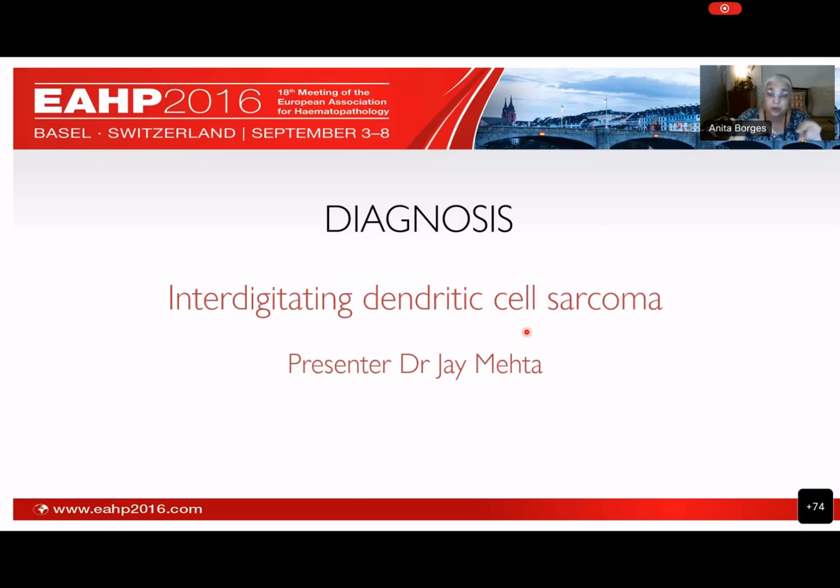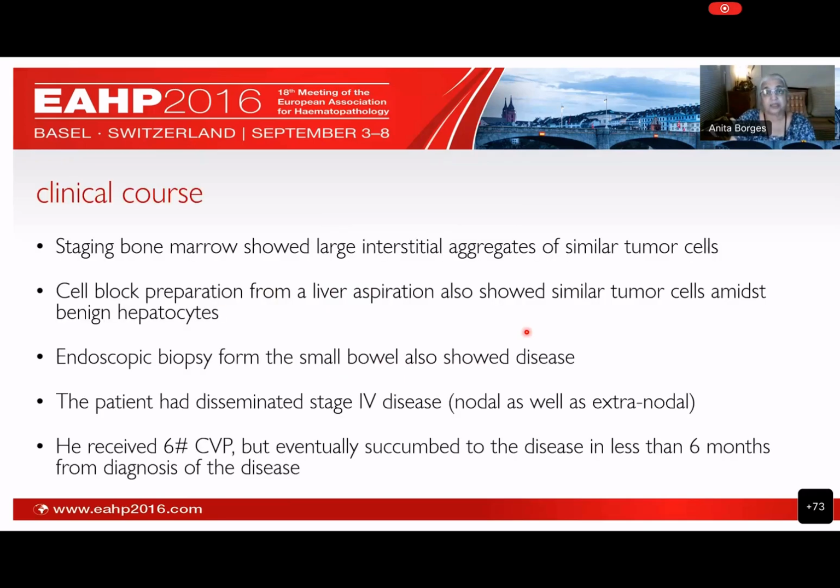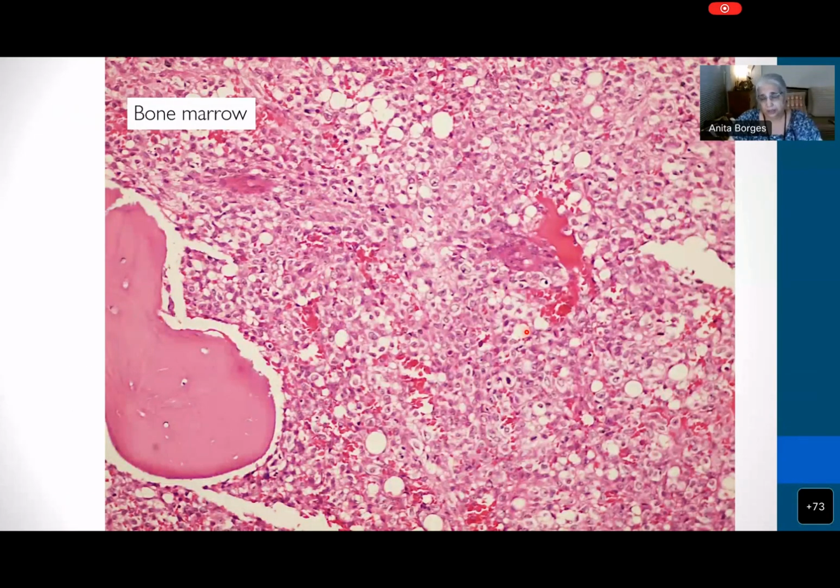Things were going, each one could go close to the other. S100 protein without CD1A and langerin is expressed in an interdigitating dendritic cell sarcoma. Okay, so these are very, very vicious tumors. The bone marrow in this case showed involvement. You can see it over here.